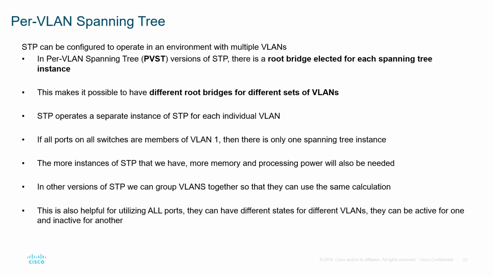The more instances of spanning tree that we have, the more memory and processing power is also needed. In other versions of STP, we can group VLANs together so that they can use the same calculation. This is also helpful for utilizing all ports. They can have different states for different VLANs. They can also be active for one and inactive for another.